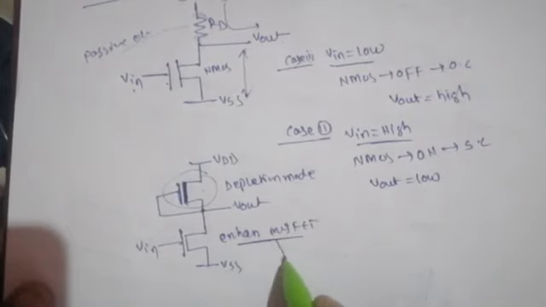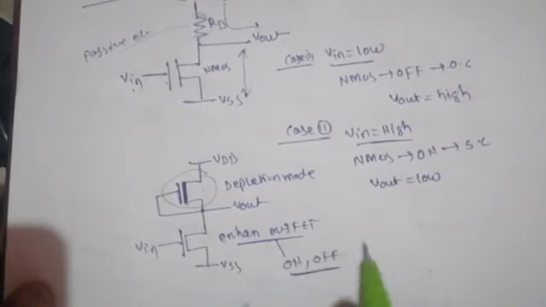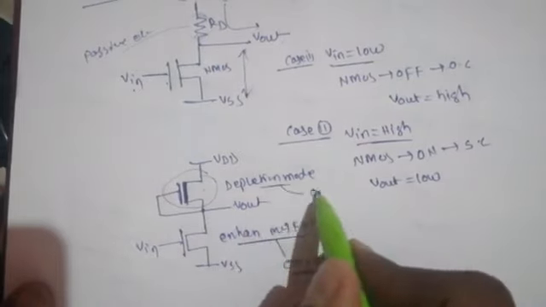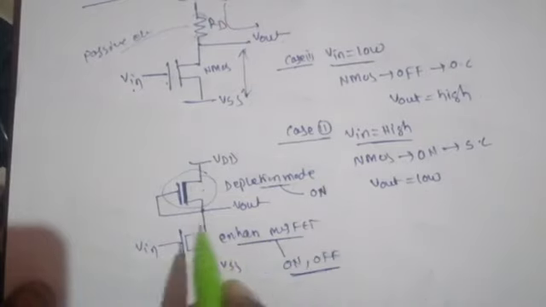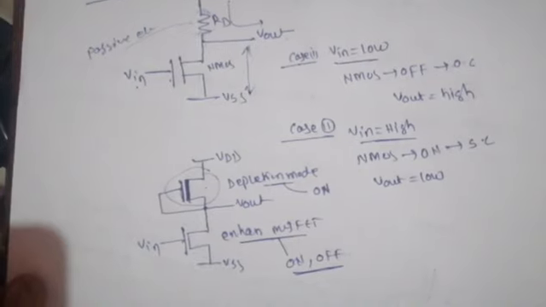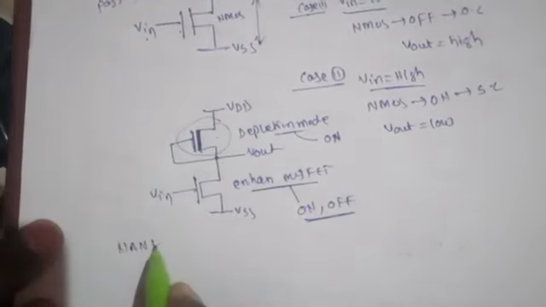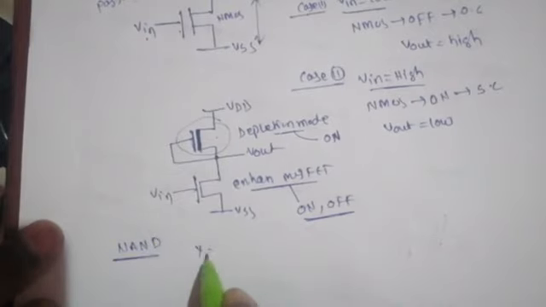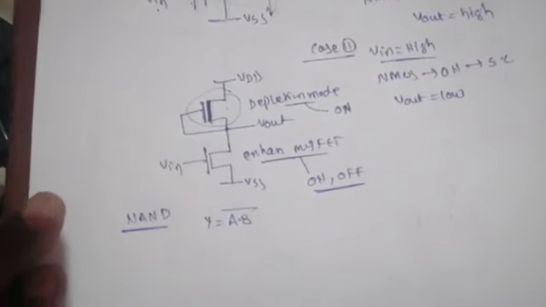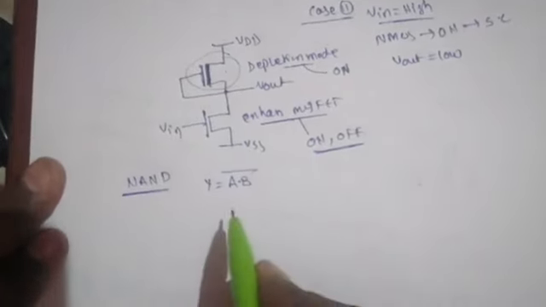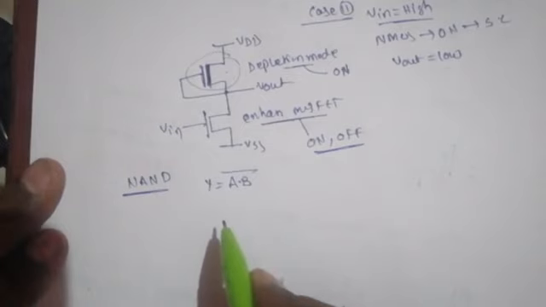Enhancement MOSFET has on and off modes, but depletion mode has only on. Why? Because an inbuilt channel will be there. Here there is no channel. Like this, you can design a NAND gate. If you want to design a NAND gate, Y is equal to A dot B whole bar. So this is implemented for complemented terms only. For that, I already told you the PQ formula.